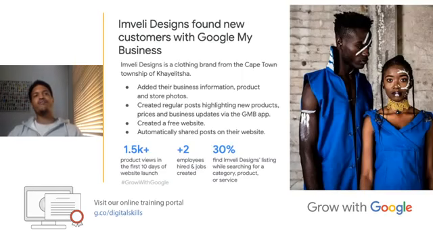So I want to bring up a profile of a business in South Africa. This is a fashion business. They're doing really well, Immerville, which is really cool. They're based in Cape Town. And just from having the Google My Business knowledge card set up, they've actually increased, okay, they're getting more views, as you can see from the stats here.